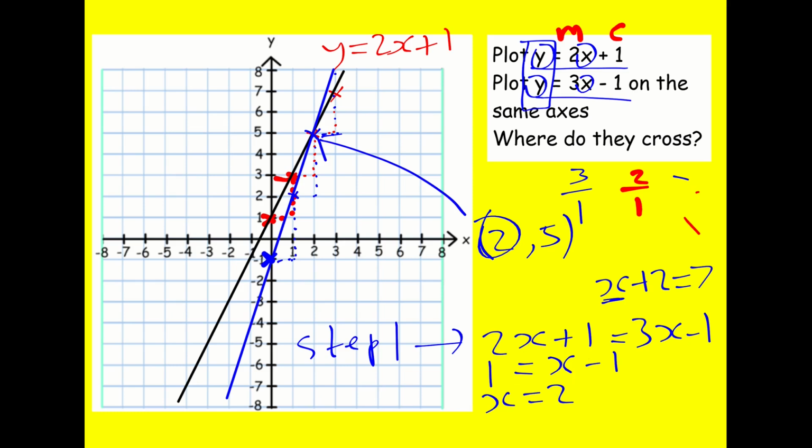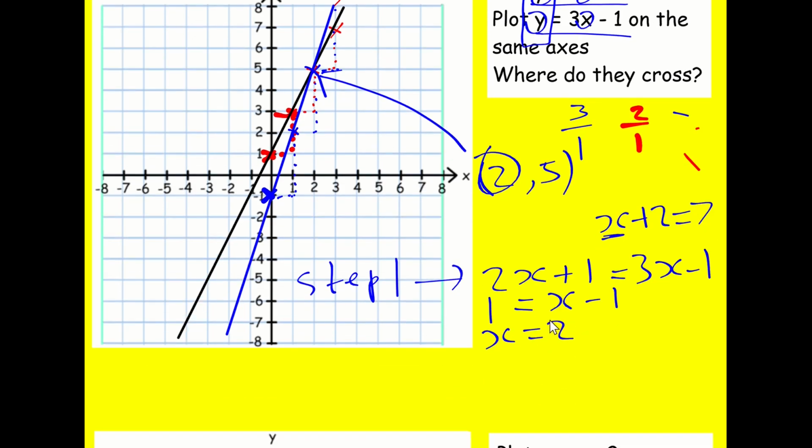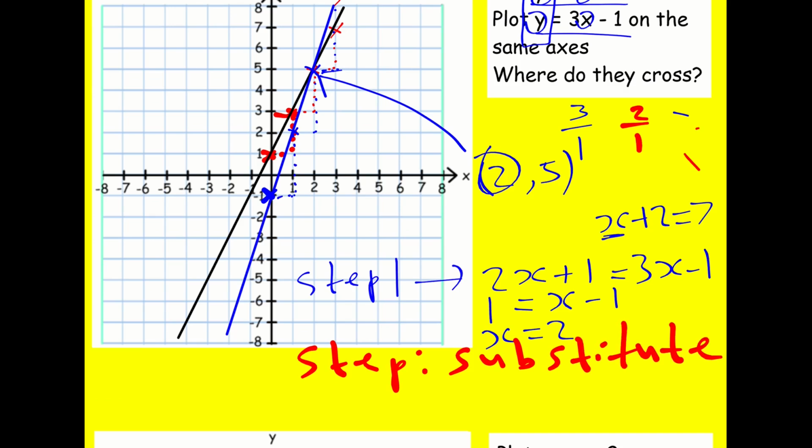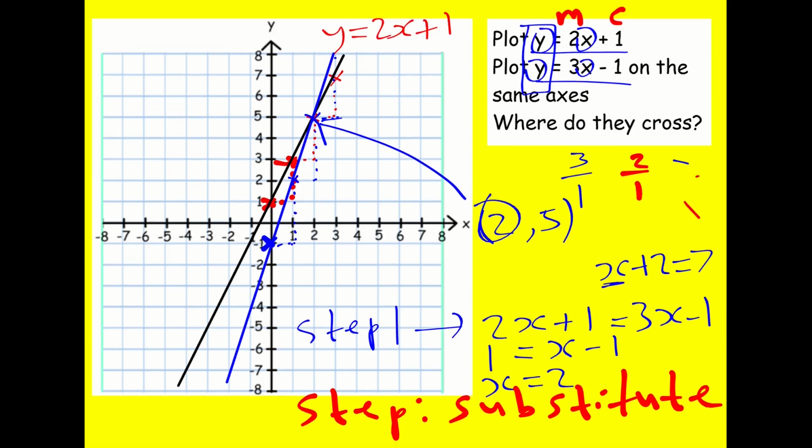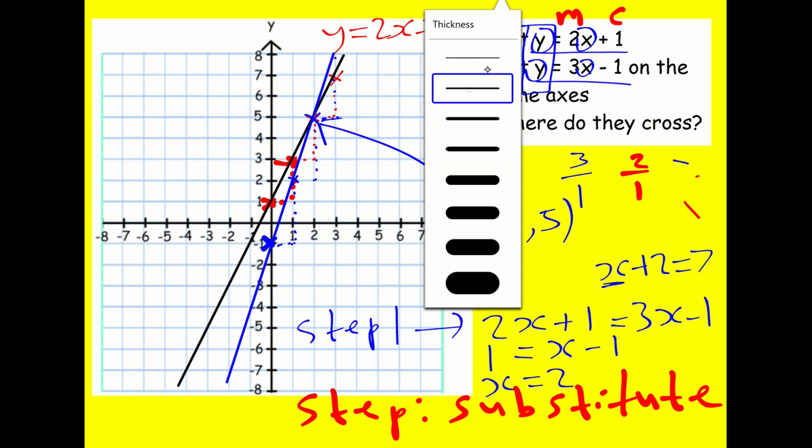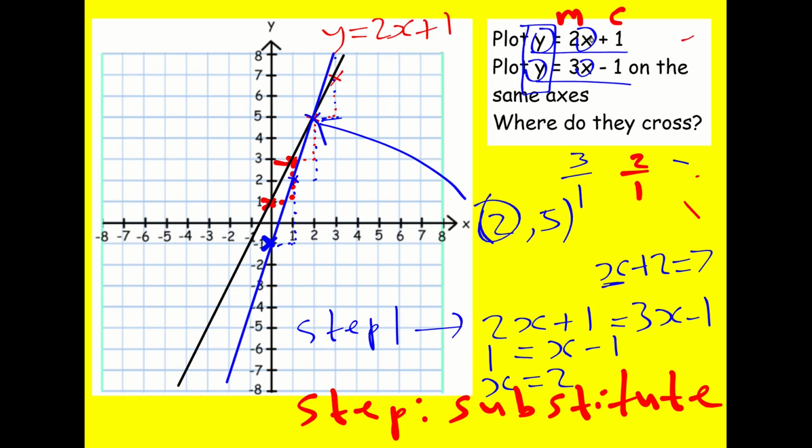The algebraic method is going to be much more powerful because I don't need to draw a graph to get there. What do I then do? Step 2. Okay, substitute. I know that x is equal to 2 in the case where the x values and the y values are the same. So I can substitute my x value in to find out the value of y.